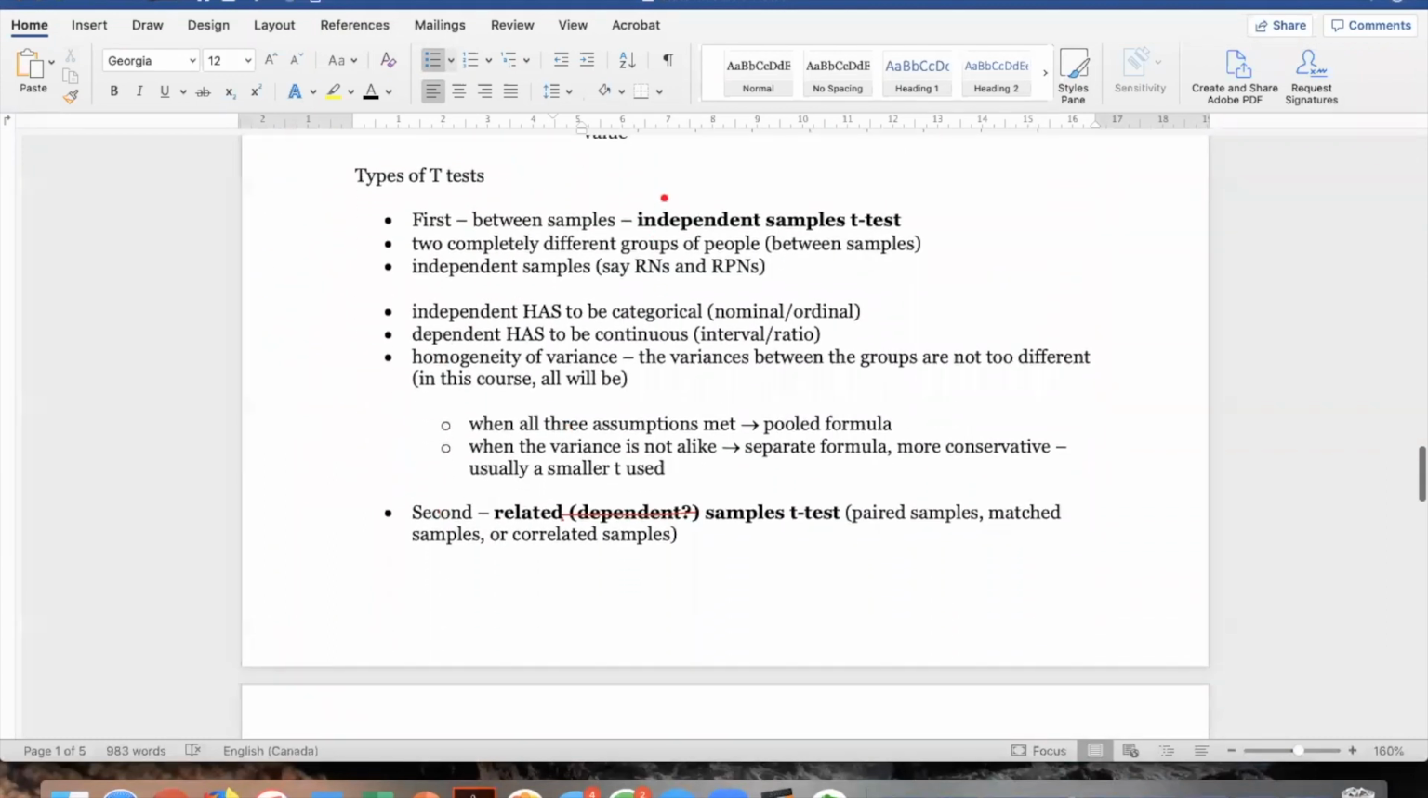So you've got independent samples, 2 completely different groups of people, and you want to test, okay, let's say you have 2 different groups. You have RNs and RPNs, and you want to test their level of collegiality or whatever it is on your thing, right? You've got 2 separate groups of people. They're independent samples, 2 independent samples of people, okay?